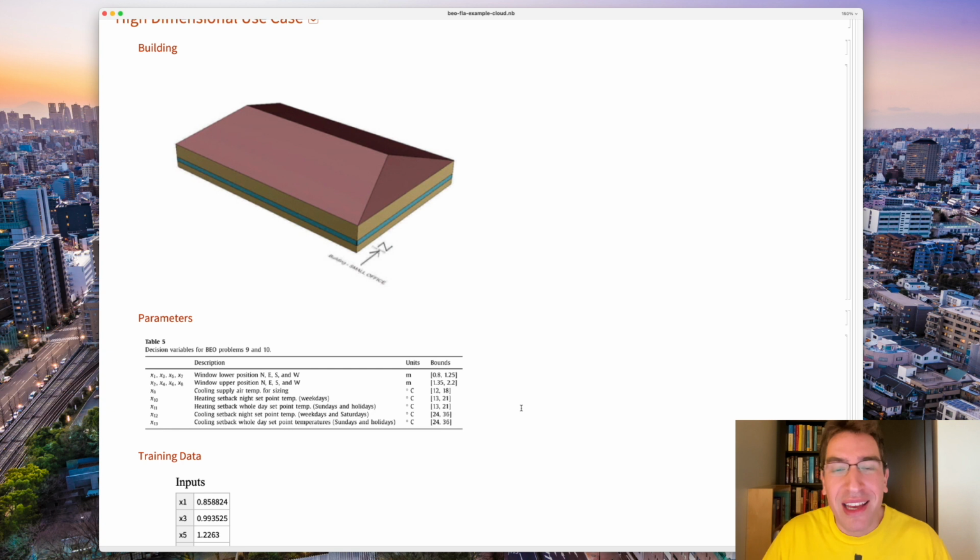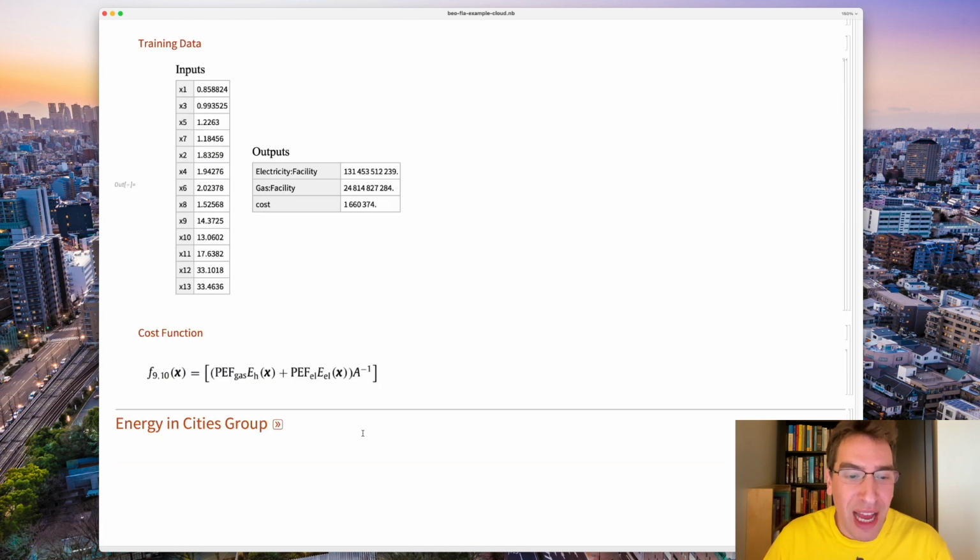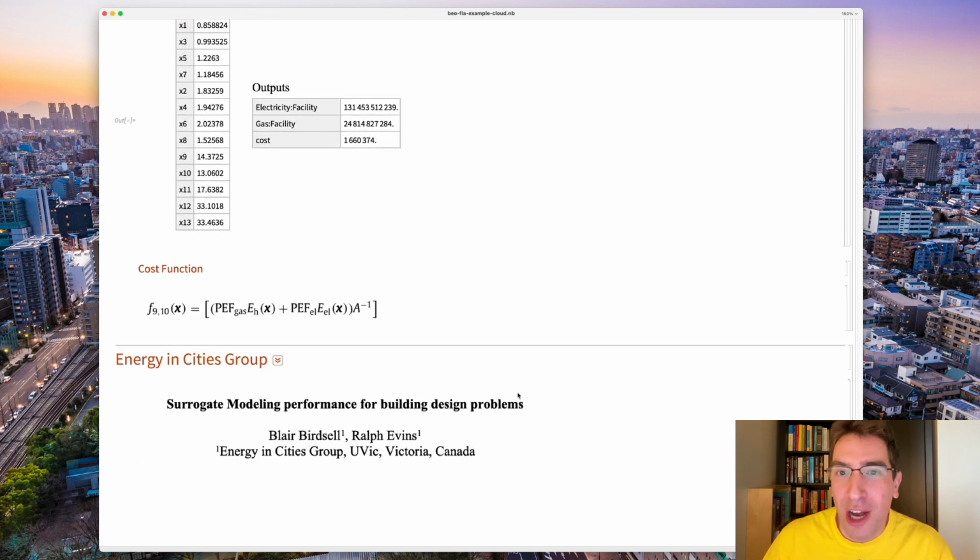But if you'd like more information about how this is applied specifically to building design problems, you'll have to wait for my paper, which comes out in the fall of 2023, Surrogate Modeling Performance for Building Design Problems.